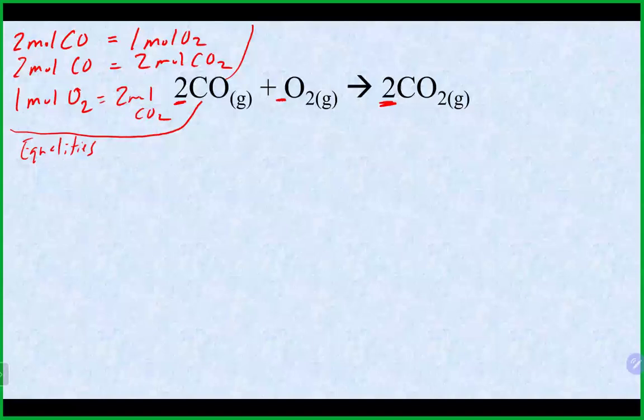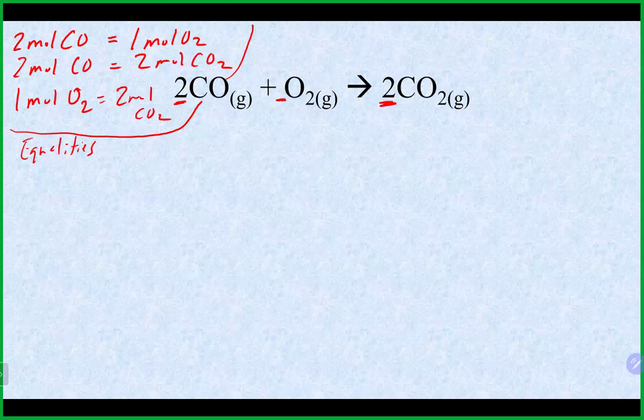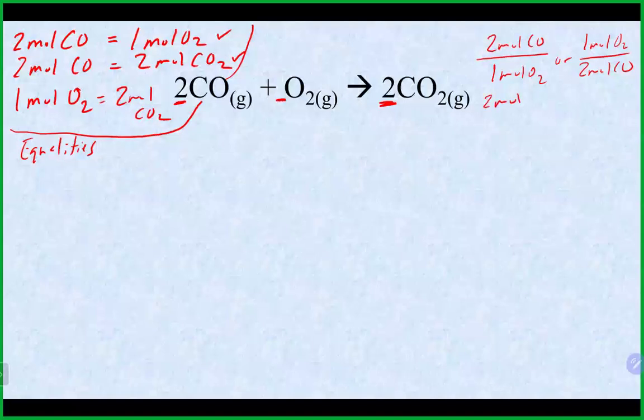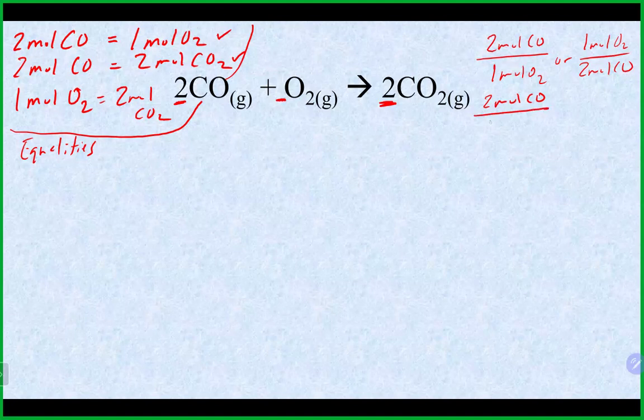Now, because those are equalities, just like any type of equality, you could write 2 conversion factors. For example, we could write 2 moles of CO over 1 mole of O2. Or we could flip it around, 1 mole of O2 over 2 moles of CO, and that comes from this equality right there. For the second equality, we could also write 2 conversion factors. 2 moles of CO gives us 2 moles of CO2, or you could flip it around, 2 moles of CO2 gives us 2 moles of CO.